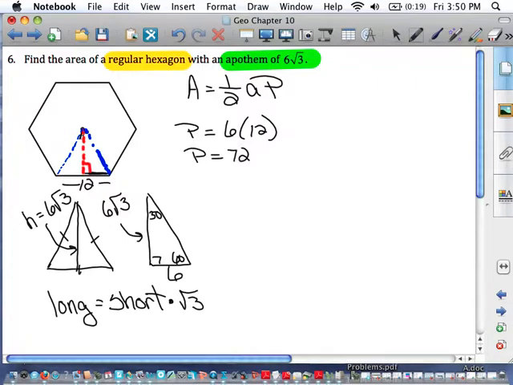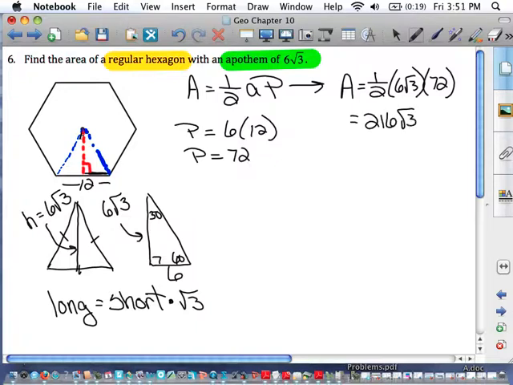So I can go up to my formula and make my substitutions. The area is equal to 1/2 the apothem, 6 square root of 3, times the perimeter, which is 72. In radical form, that becomes 216 square root of 3. In decimal form, it would be approximately 374.12 units squared for the area of a regular hexagon with an apothem of 6 root 3.